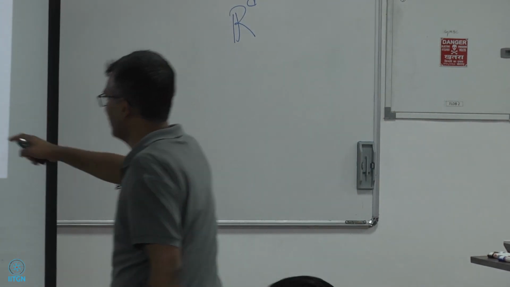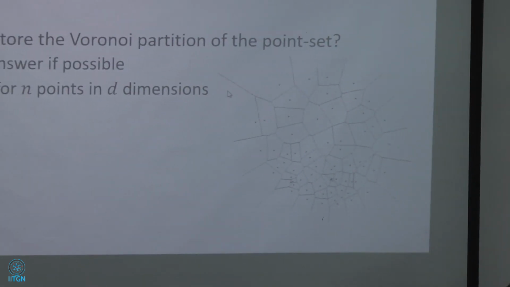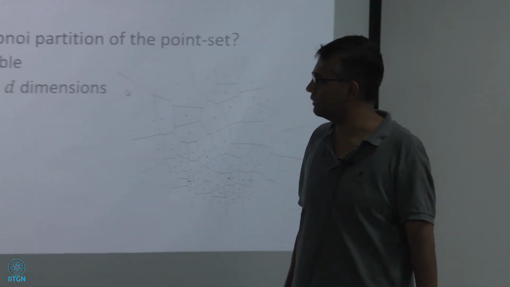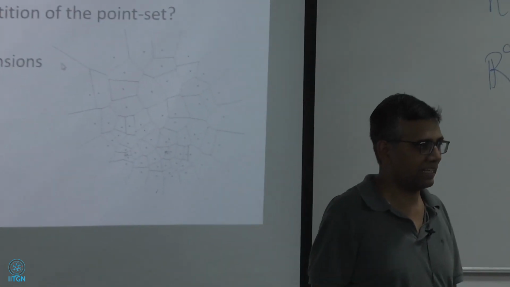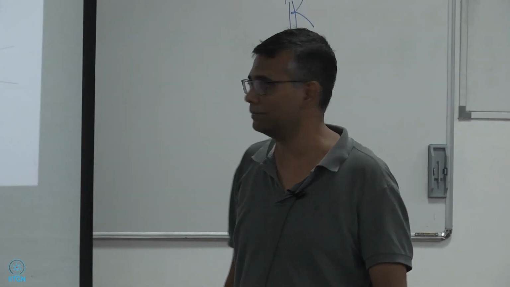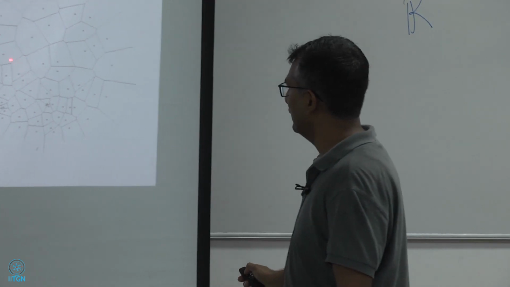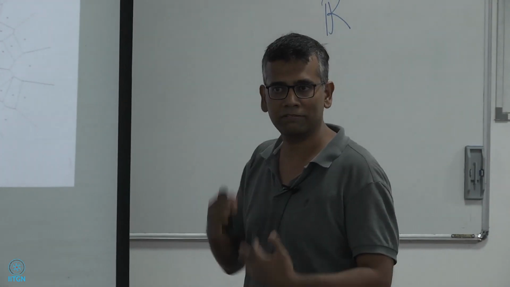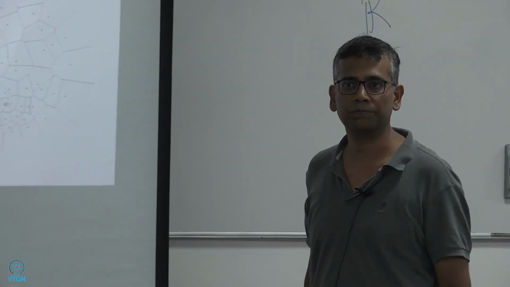And if it falls in this one, then this is the closest, the nearest point, and I'm done. What is the problem with this? This will give the exact answer, of course. The problem is that the structure of this Voronoi partition is pretty complicated in high dimension. In particular, if you have n points in d dimensions, the number of separating surfaces between the planes could be of the order of n to the power d by 2.